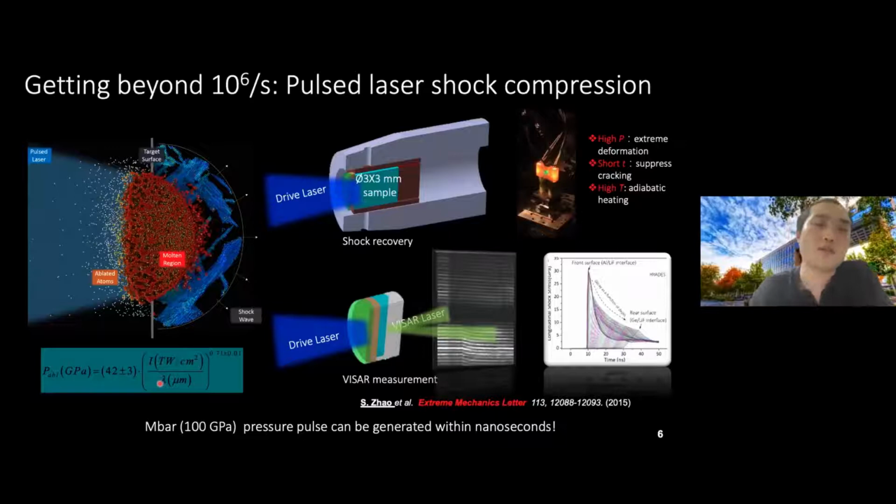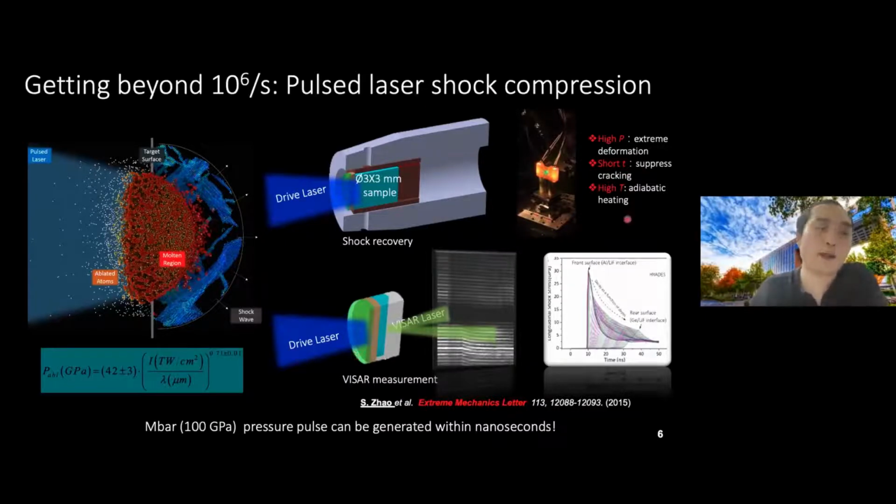So now you can do two types of experiment. The first one is called shock recovery, where you can recover the material shocked from high pressure and look at microstructure at different scales. And secondly, you can conduct in situ experiments by a technique called VISAR, velocity interferometer system for any reflector. It basically can measure the velocity of the shocked target as a function of time. And by applying an equation of state, you can back-calculate the pressure profile as a function of time.